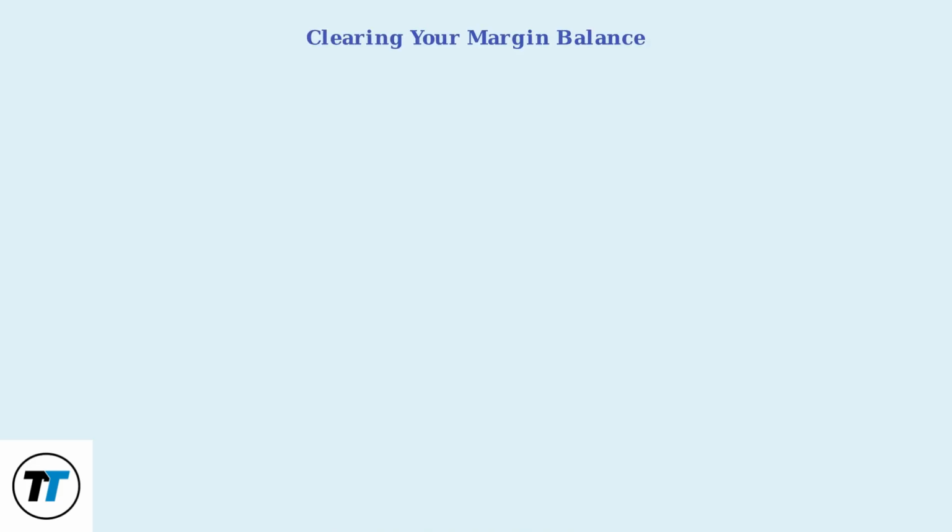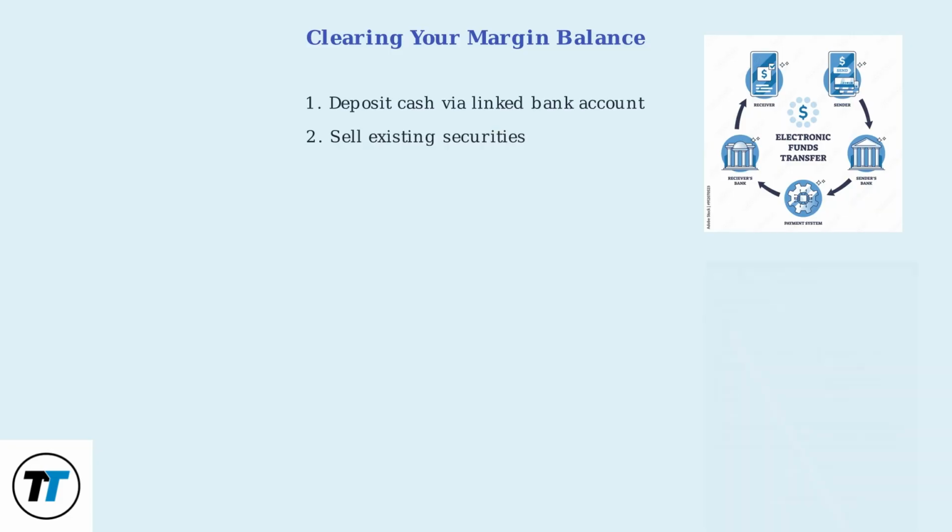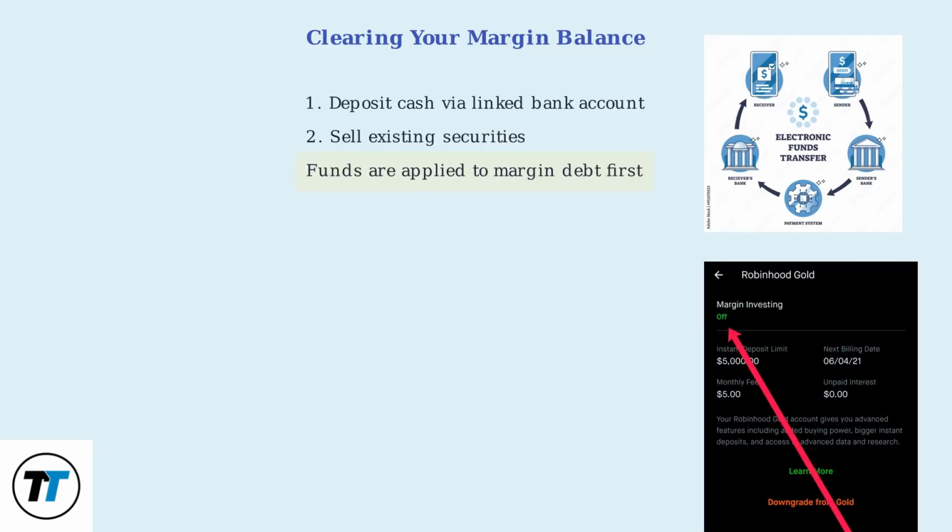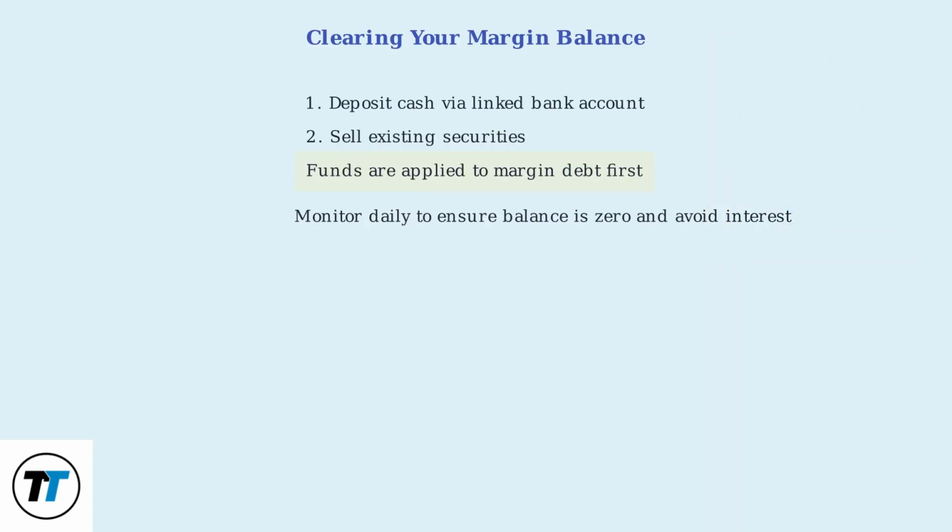To pay off your margin balance, you have two main options. First, deposit cash through your linked bank account. Second, sell existing securities in your portfolio. Robinhood will apply these funds to your margin debt first before they become available for other uses. Make sure to monitor your account daily to keep the balance at zero and avoid accruing interest charges.